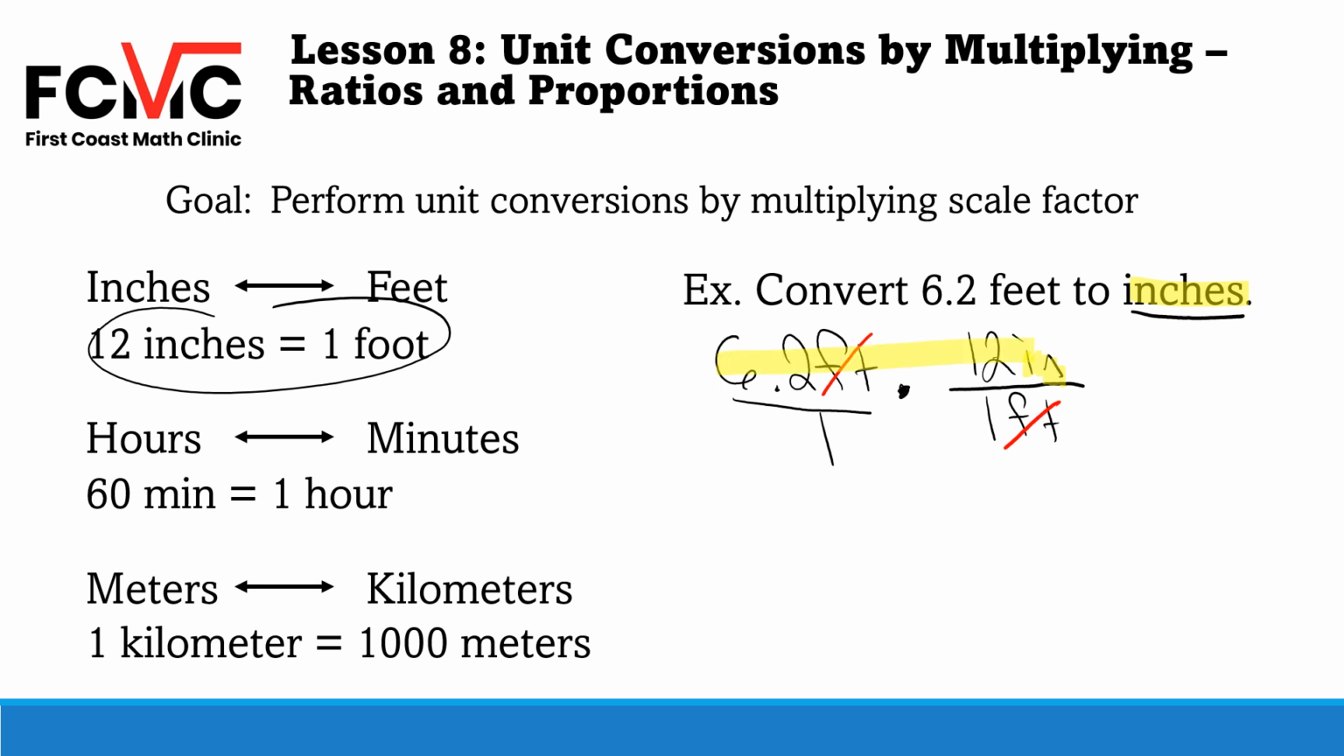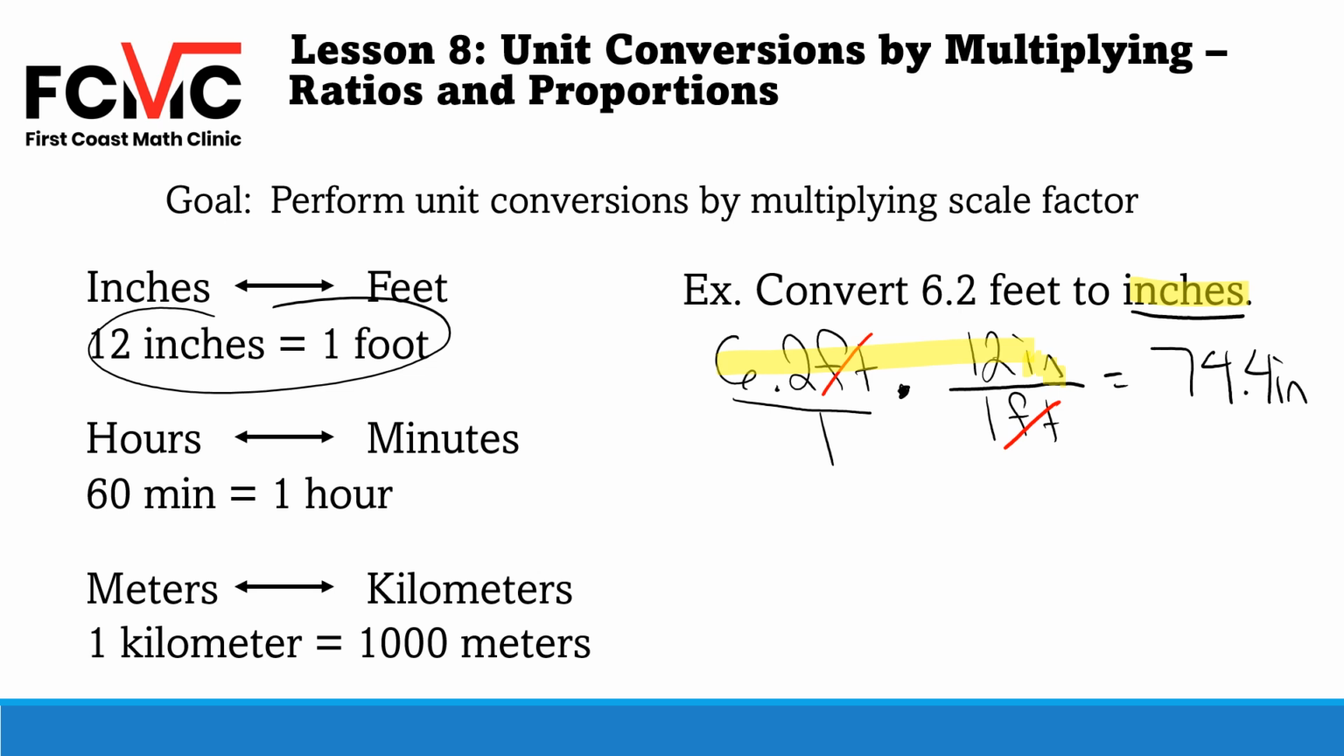Now we can multiply straight across, and 6.2 times 12 gives us 74.4 inches.